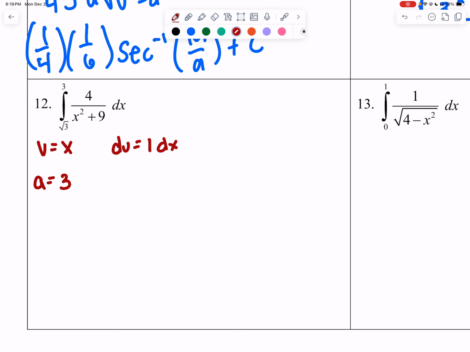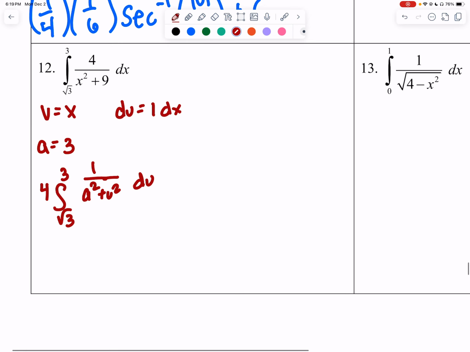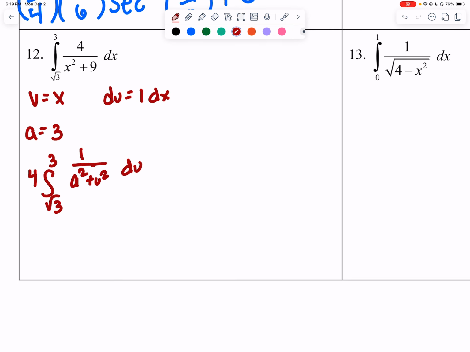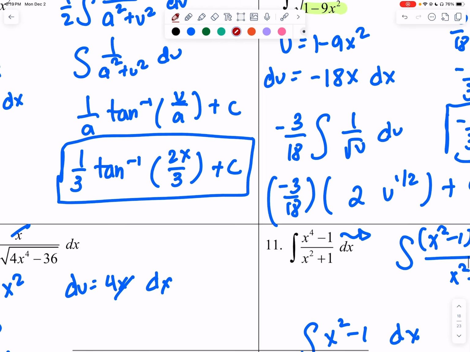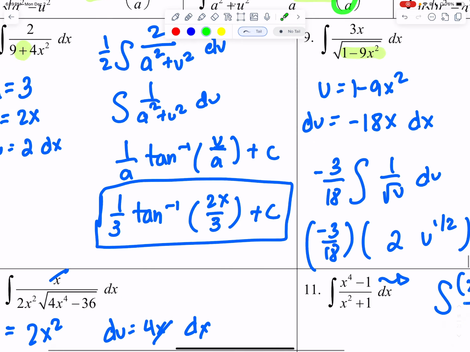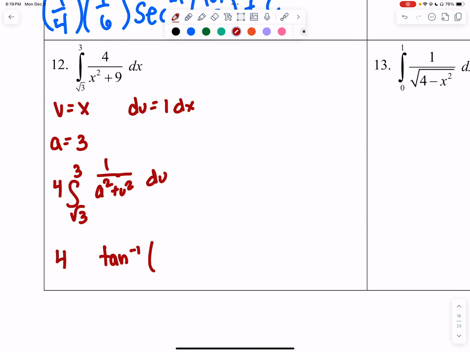This is just going to be from root 3 over 3 to 3. The 4 is going to be right here, 1 over a squared plus u squared du. We know that that is going to be inverse tangent, and then remember that my formula is going to be u over a, times 1 over a, from root 3 over 3 to 3.